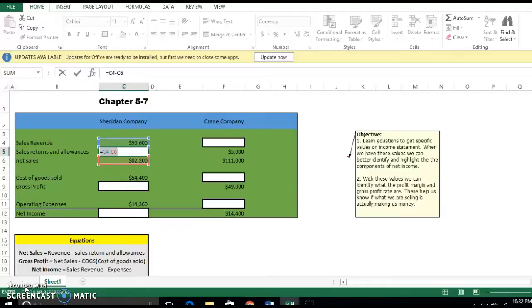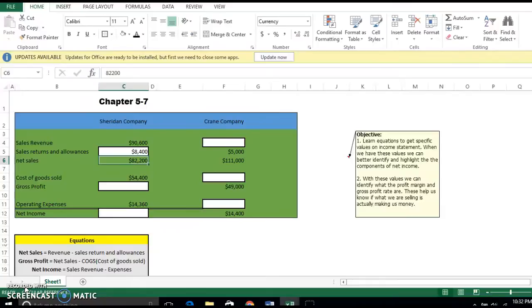So below what we have is the table of equations. Net sales is sales revenue minus sales returns and allowances. But we're trying to find sales returns and allowances. So all we do is subtract 90,600 sales revenues minus net sales to get a difference of 8,400.